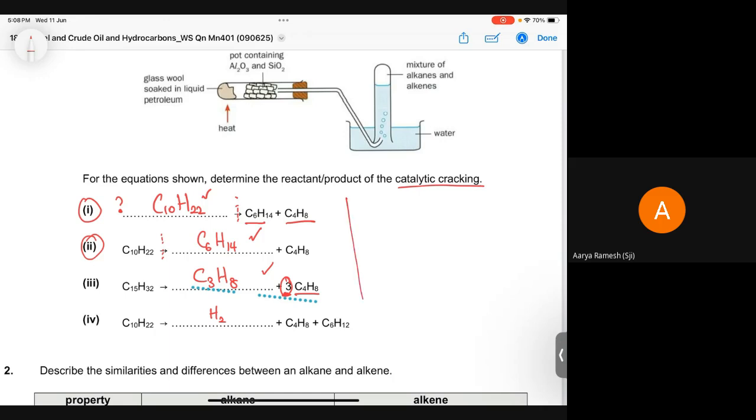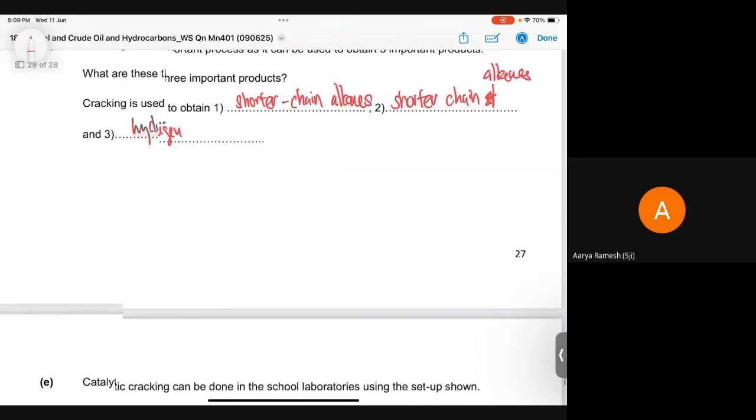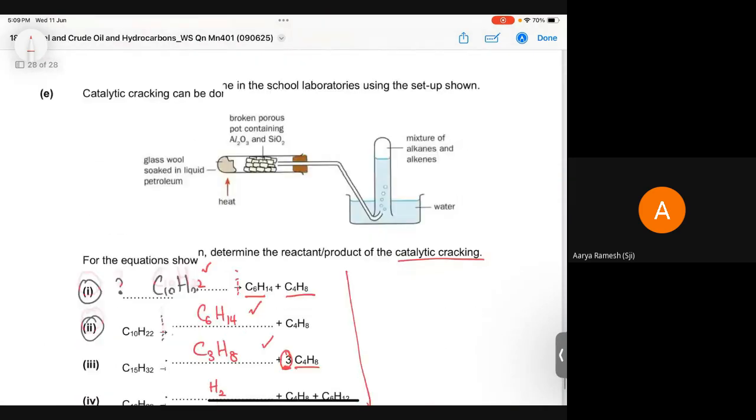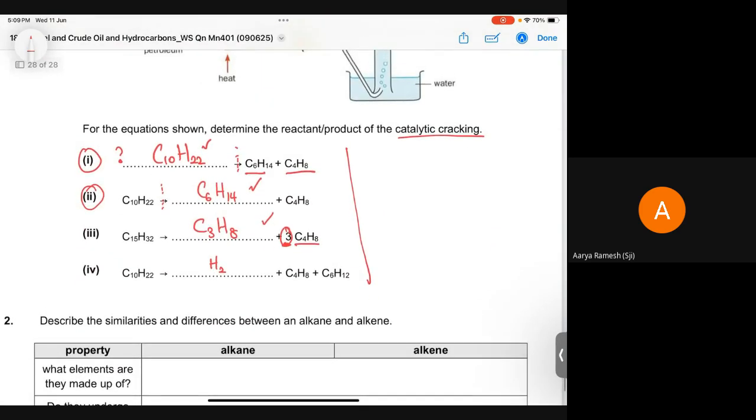So this is the idea that you need to get from cracking, plus also knowing the importance of it. Okay? So cracking is really just like that. But the process of cracking can get you alkene, can get hydrogen gas. And it's useful because it's from long chain, can become shorter chain. Okay, so that will be for cracking already.